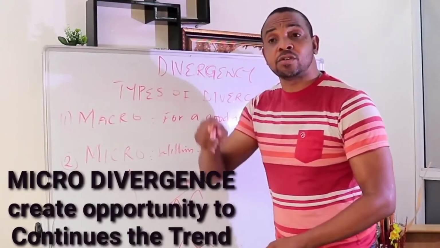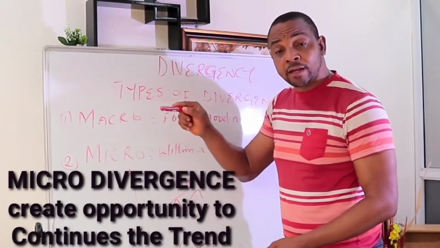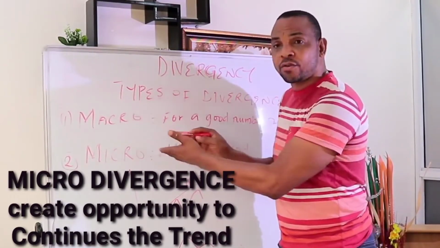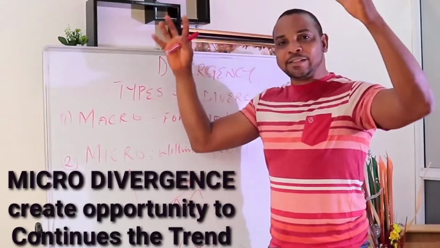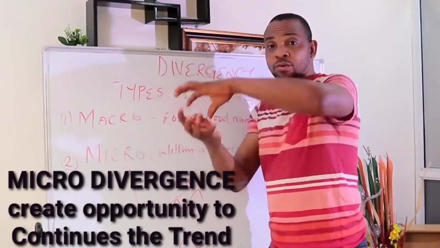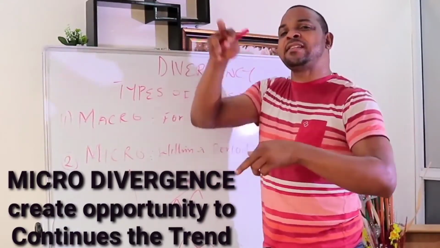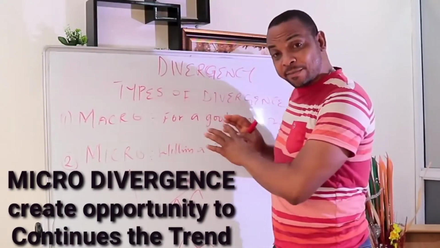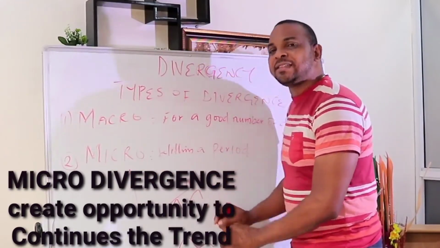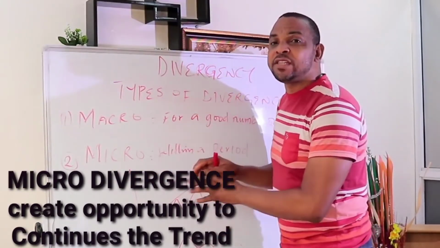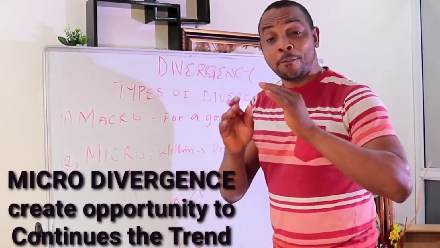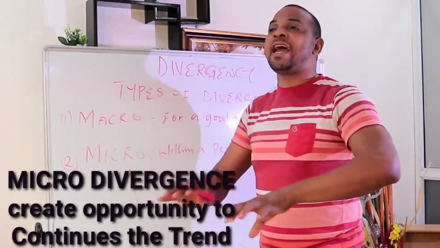Since the market is about trend, pullback, continuation, trend, pullback, continuation, macro creates reversal, the entire trend reversal. That is what macro does. It creates the reversal in the market, while micro creates opportunity to continue with the trend. Macro creates the entire trend.